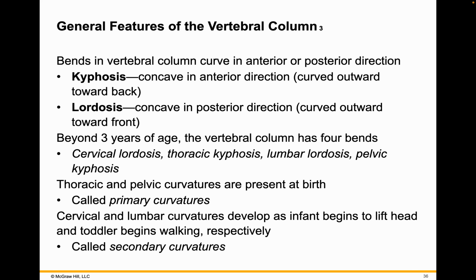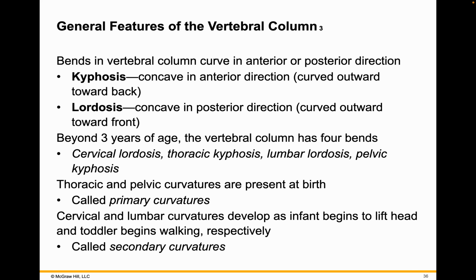Bends or curves in the vertebral column are known as either kyphosis or lordosis. Kyphosis is concave in the anterior direction, towards the back, and lordosis is concave but towards the front. Now, some of these are normal, and we'll also talk about some pathological examples of kyphosis and lordosis.